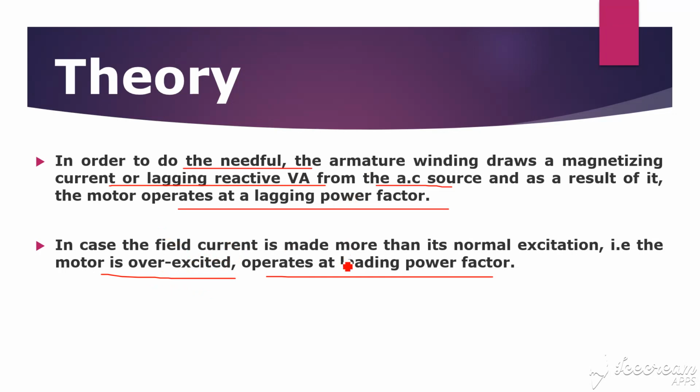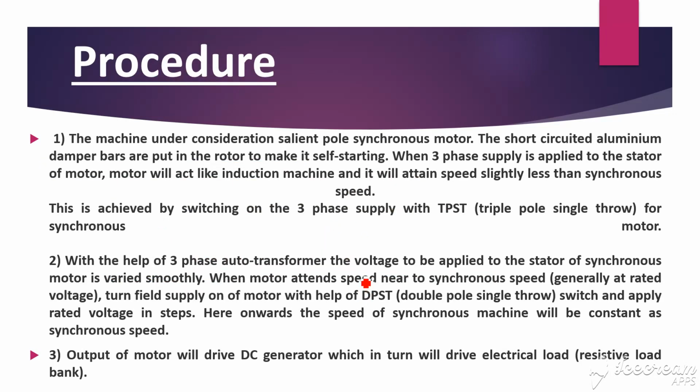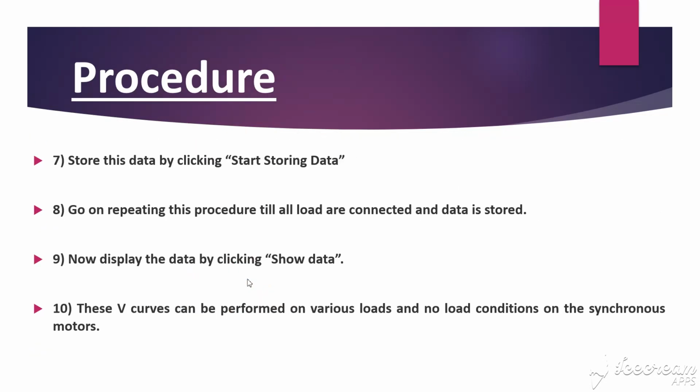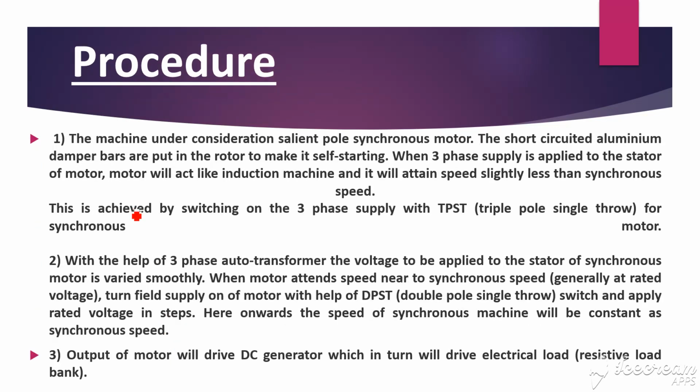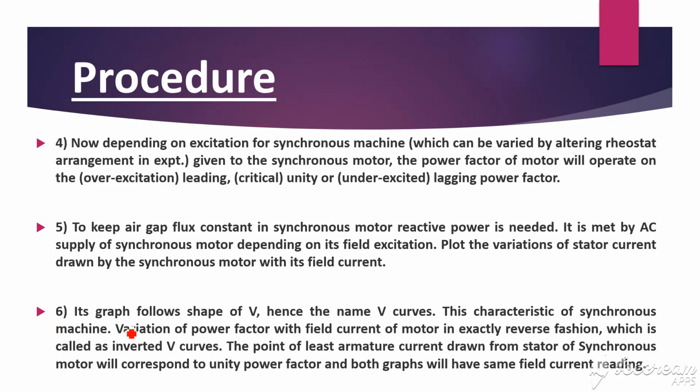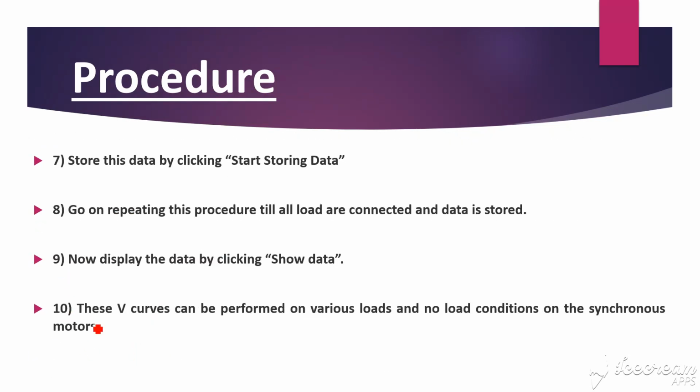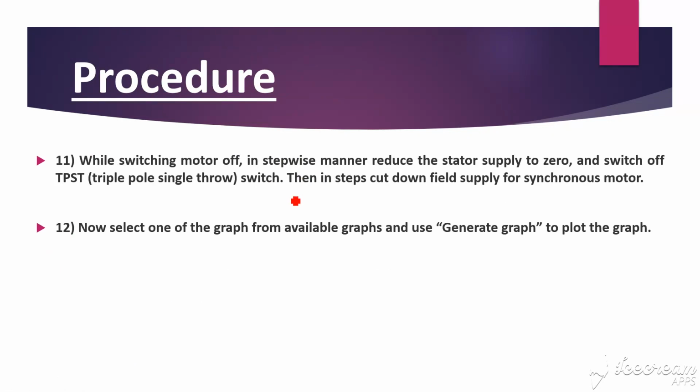So there are three cases explained here: unity, lagging and leading power factor. So this is the procedure corresponding to the V and inverted V curve. Around 10 steps are there: step 1, 2, 3, 4, 5, 6, 7, 8, 9, 10. I will explain these steps in the virtual lab experiment.